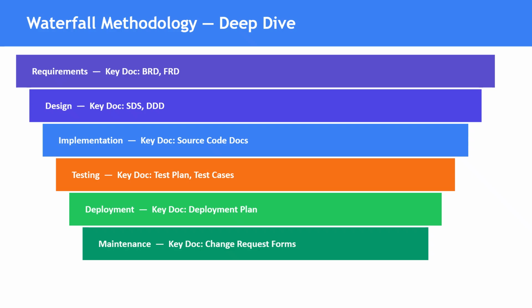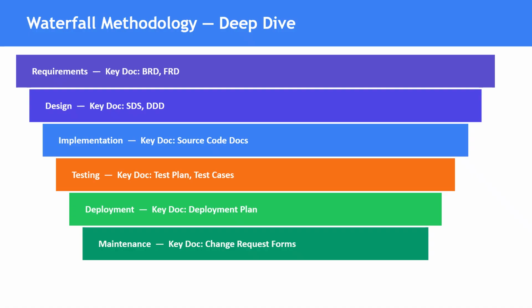Then comes design. In the design phase, the technical team creates the system blueprints. Documents like the software design specification define how the system will be built and how components will interact. Next is implementation. Here, developers start coding based on the design. They build the application according to the defined requirements and architecture.